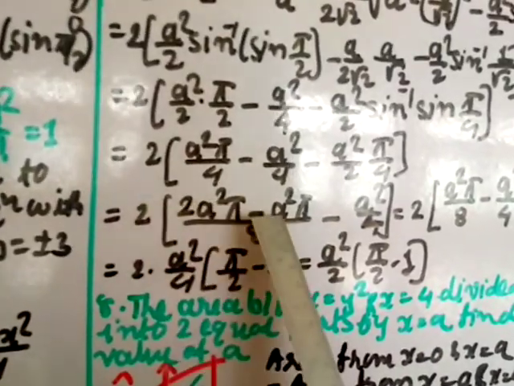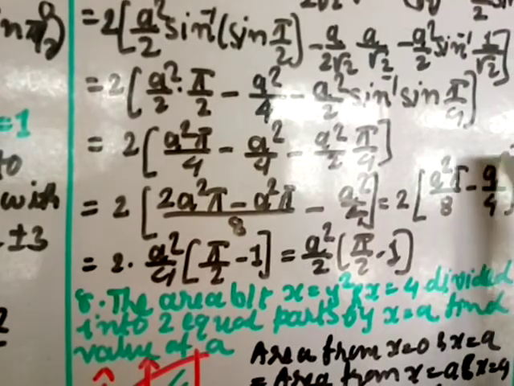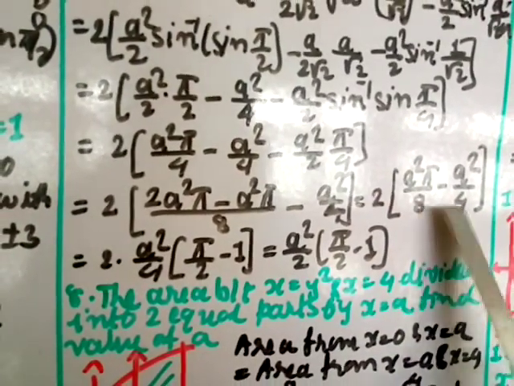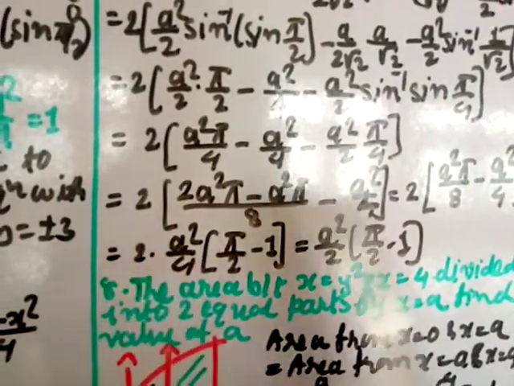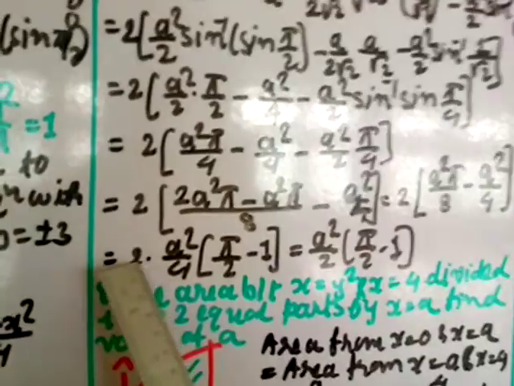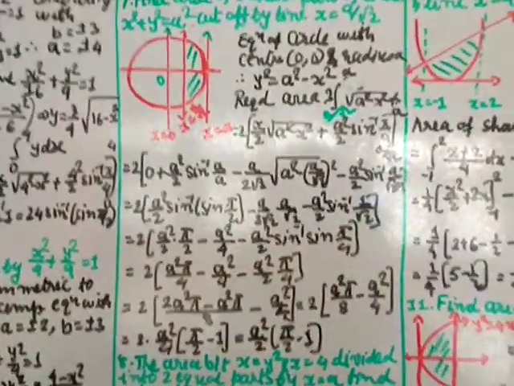2a square minus a square gives you a square pi by 8, minus a square by 4. Take a square by 4 common. So I have taken here 2 into a square by 4. Here remains pi by 2 and here remains 1. And here you can cancel, so you get a square by 2 times pi by 2 minus 1. So that is the answer for question number 7.